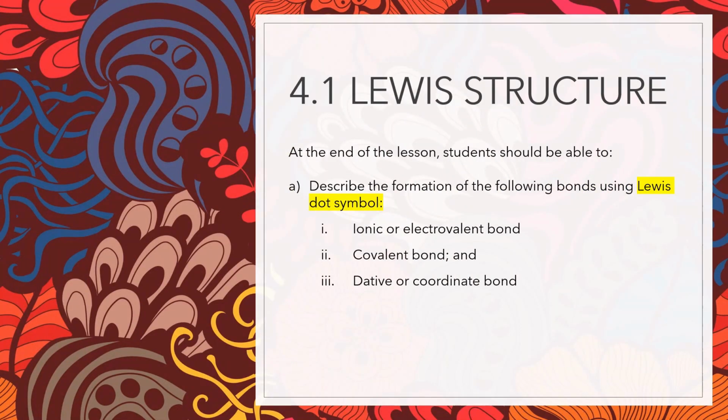Would you like to know how to draw ionic bond, covalent bond, and dative bond by using Lewis dot symbol? Let's watch the video.